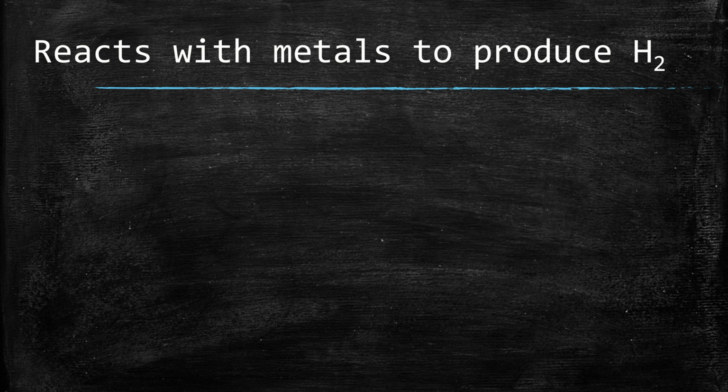Reacts with metals to produce H2. Reacts with metals to form hydrogen. That's going to be acid. We're going to see why in another video where we talk about naming. It's because acids pretty much always have hydrogen in them, and they replace the metal with a hydrogen ion. They kick that metal out and then H2 comes out.